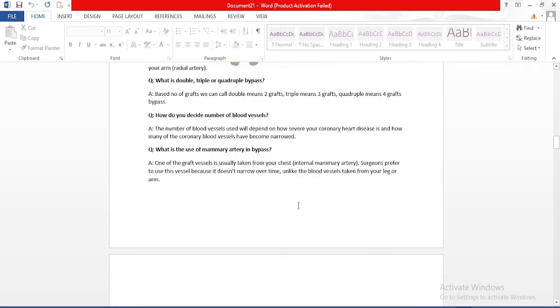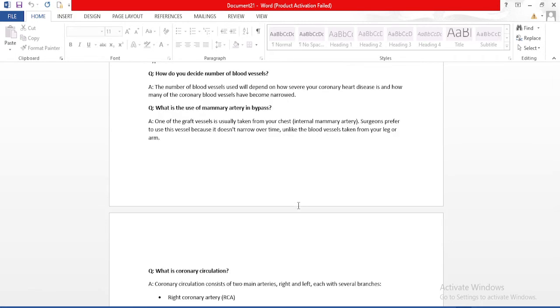What is double, triple or quadruple bypass? Based on the number of grafts, double means 2 grafts, triple means 3 grafts, quadruple means 4 grafts bypass. So based on the patient's condition or blocked vessels, the physician will decide whether to perform triple vessel bypass or quadruple vessel bypass.